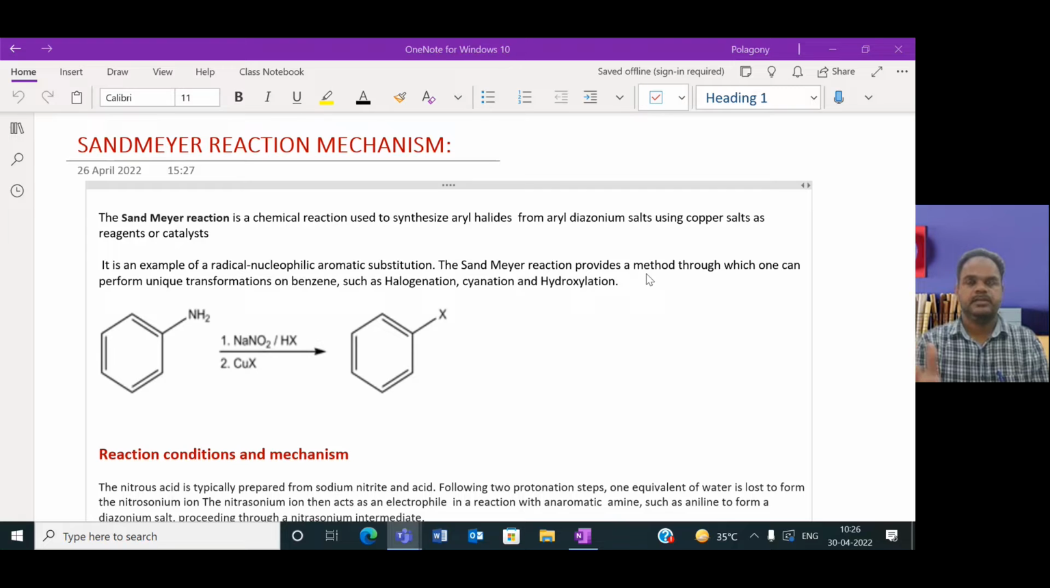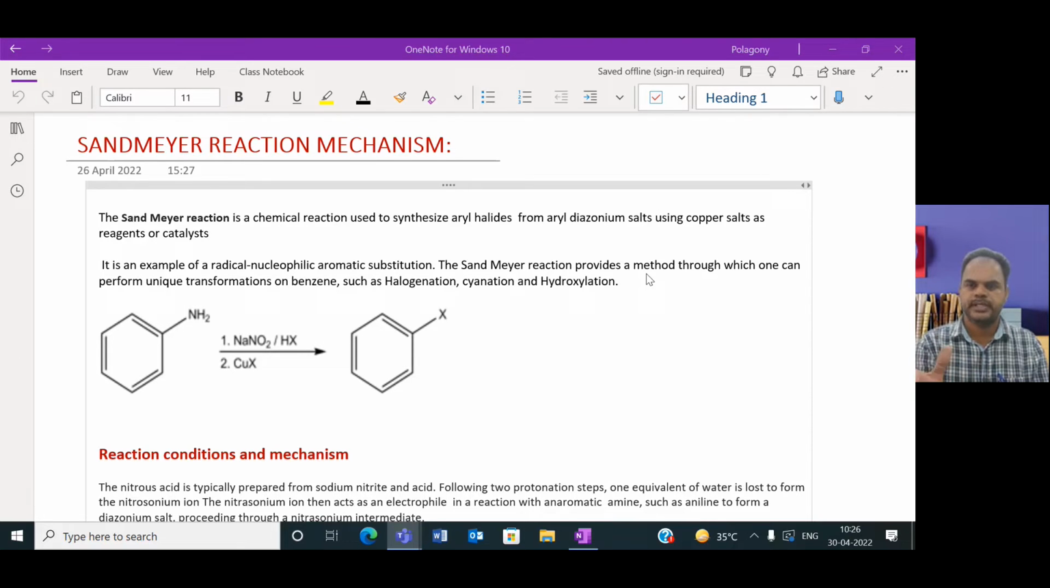Since this reaction will give multiple products, it is necessary to discuss this mechanism. It has wide synthetic applications, so we need to talk about this Sandmeyer reaction. First of all, what is meant by the Sandmeyer reaction, and why is this reaction important?